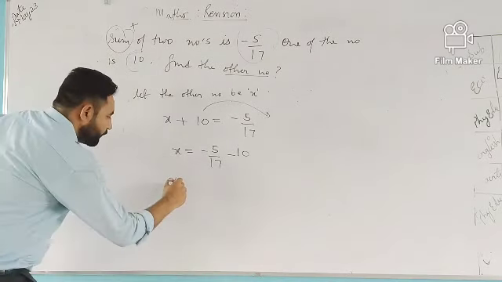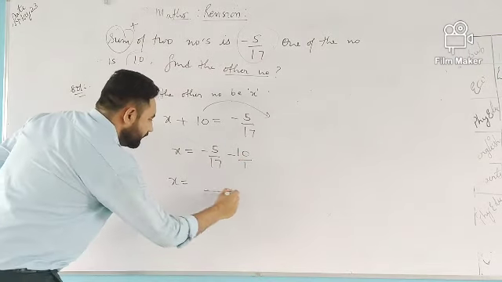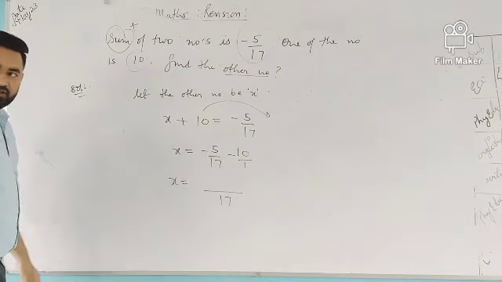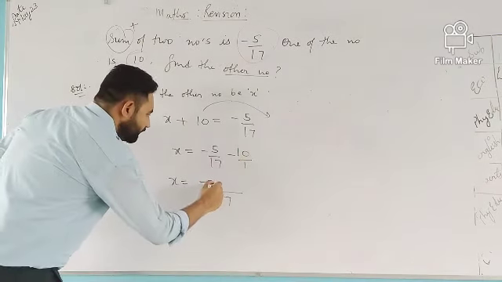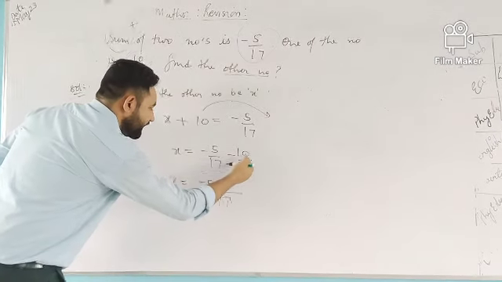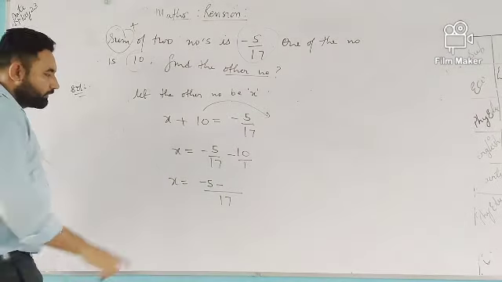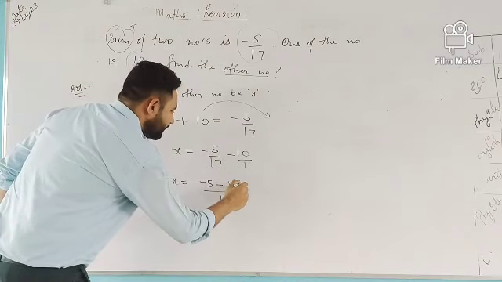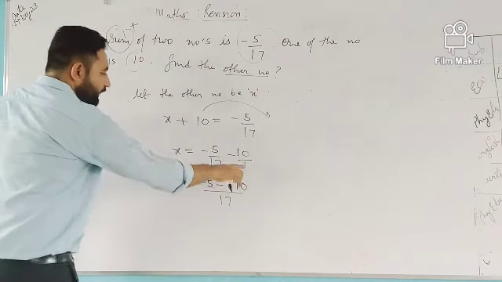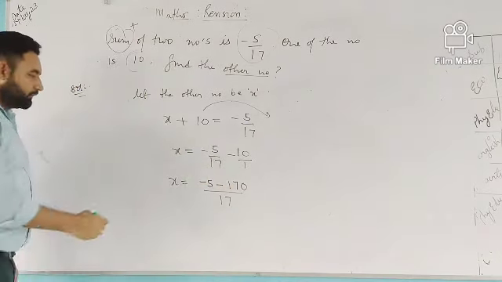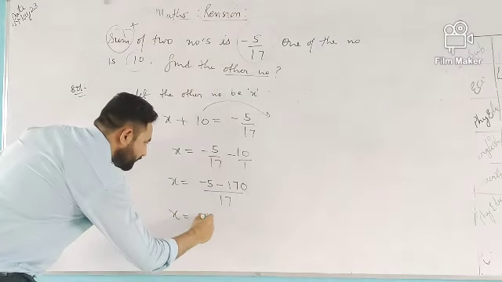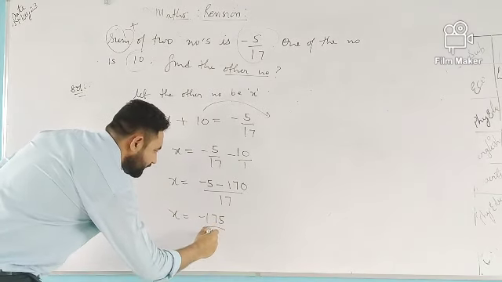Let's take the LCM of 17 and 1, which is 17. Minus 5 and minus of 10, we'll write here. 17 multiplied by 10 is 170. So minus of 5 minus of 170 will become minus of 175 by 17.